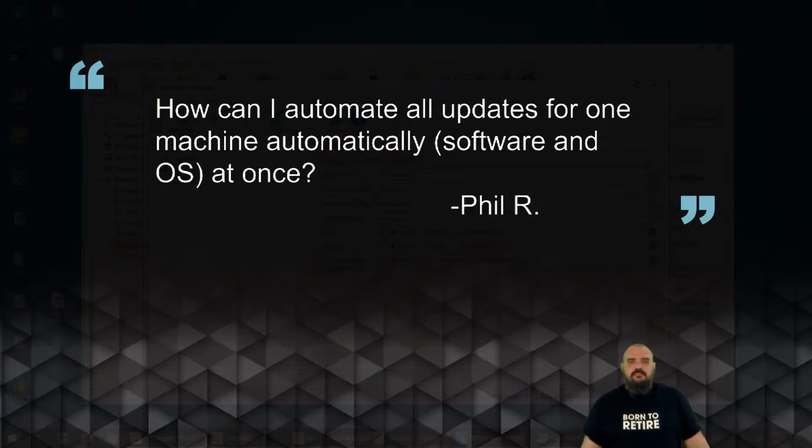Next question. Dear Lex, Jordan, and Shane, how can I automate all updates for one machine automatically, software and OS at once? Sincerely, Phil. So this should work for that. It's just going to require you to build it out for the first time. You're going to have the package to update for each one, but then for each thing you're updating, you add that to the PowerShell script. And you should be able to update all those at the same time.